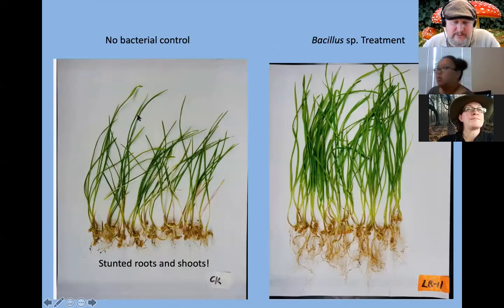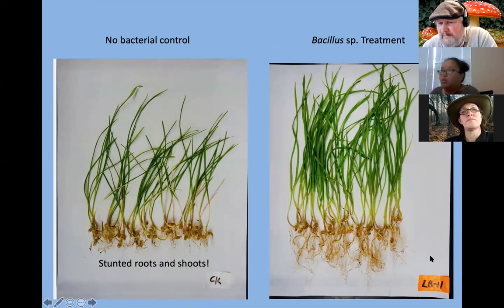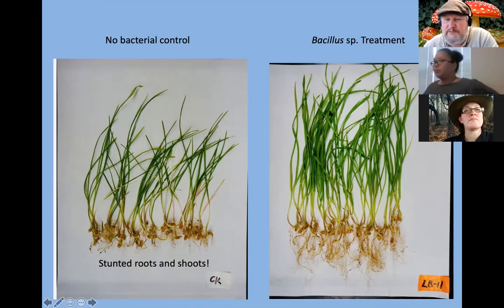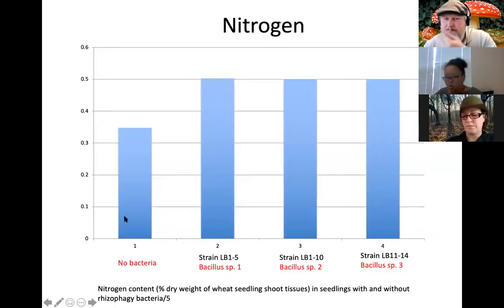Okay, and this shows some of the plants without bacteria. You can see these have little stunted roots, and the shoots are quite small. And to the right, this is when he put one bacterium back on. These are the same age and the same experiment. You see the roots are much bigger, like 3, 4, 5 times bigger. And you can see the shoots are bigger too, but you really see huge differences in root growth.